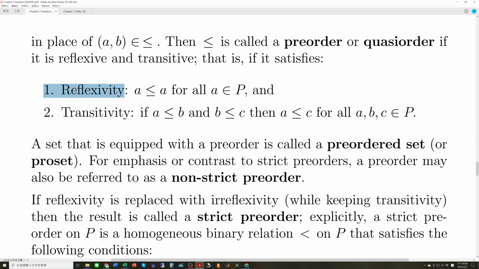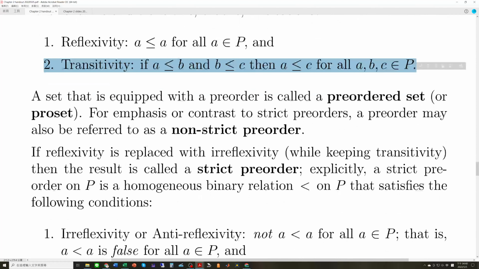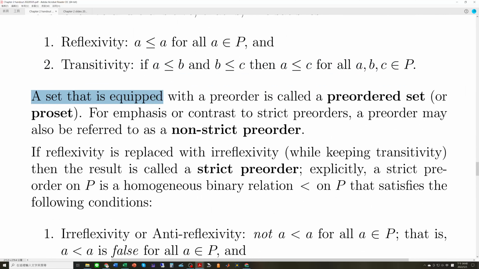1. Reflexivity: A is smaller than or equal to A for all A in P. 2. Transitivity: if A is smaller than or equal to B, and B is smaller than or equal to C, then A is smaller than or equal to C for all A, B, C in P. A set that is equipped with a preorder is called a preordered set or proset. For emphasis or contrast to strict preorders, a preorder may also be referred to as a non-strict preorder.